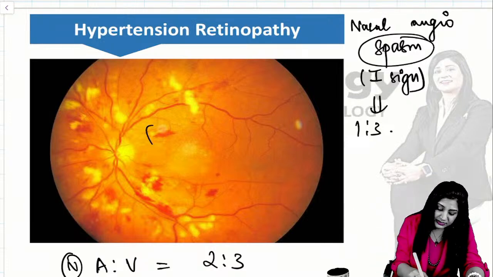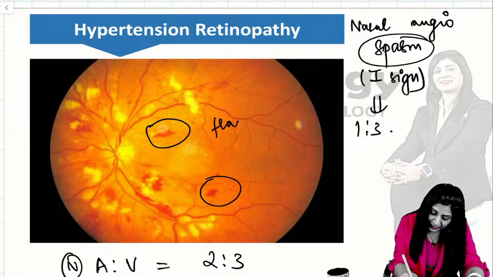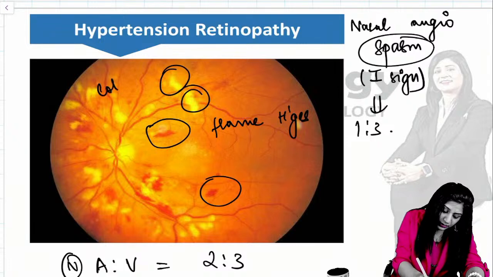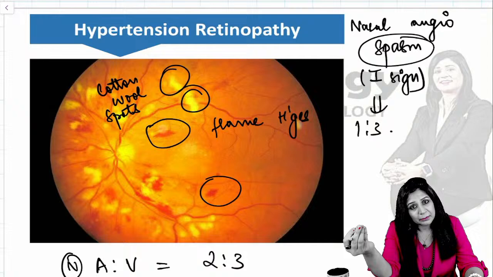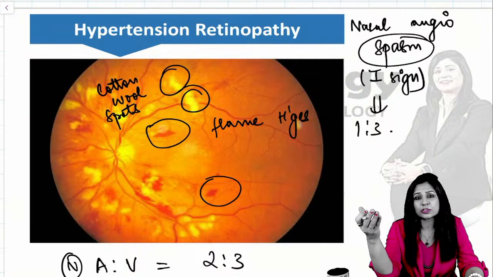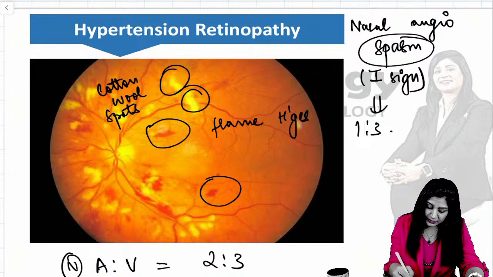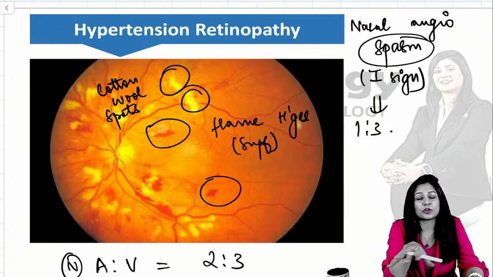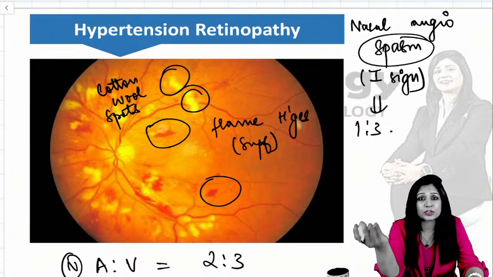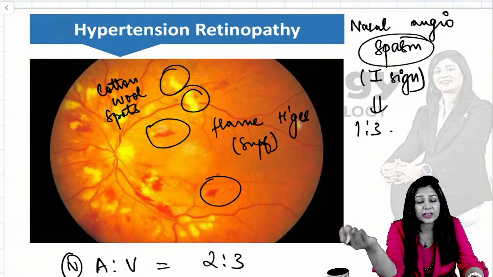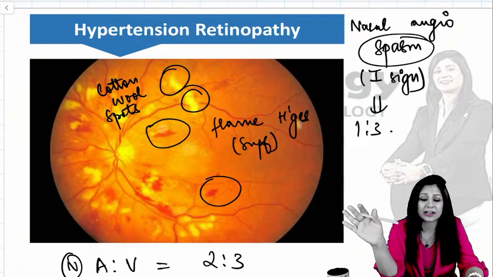Apart from that, you can see these hemorrhages. These are the flame shaped hemorrhages. And you can see these large exudates, cotton wool spots. So if we have angiospasm, flame shaped hemorrhages, and soft exudates or cotton wool spots, you are sure it's a case of hypertensive retinopathy. Flame shaped hemorrhages are superficial hemorrhages. They can give you some evidence of hypertension, they can tell you about flame shaped hemorrhages, soft exudates, arteriolar thinning, the AV ratio, and definitely they can ask you a question.